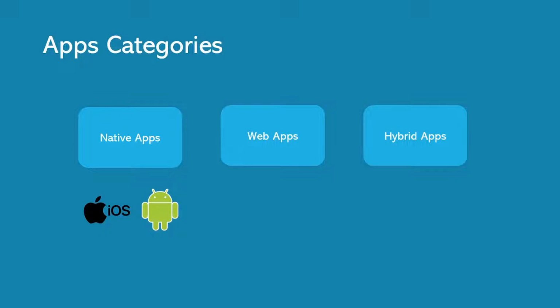Then comes our PWAs, or the progressive web apps. Now typically these are websites that can be bookmarked to home screens of the respective platforms. They are made responsive to cater to the mobile device resolutions.